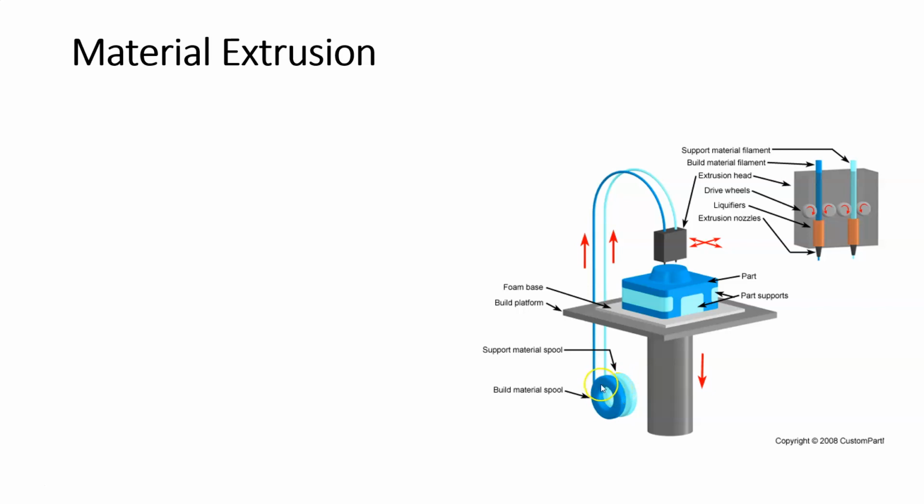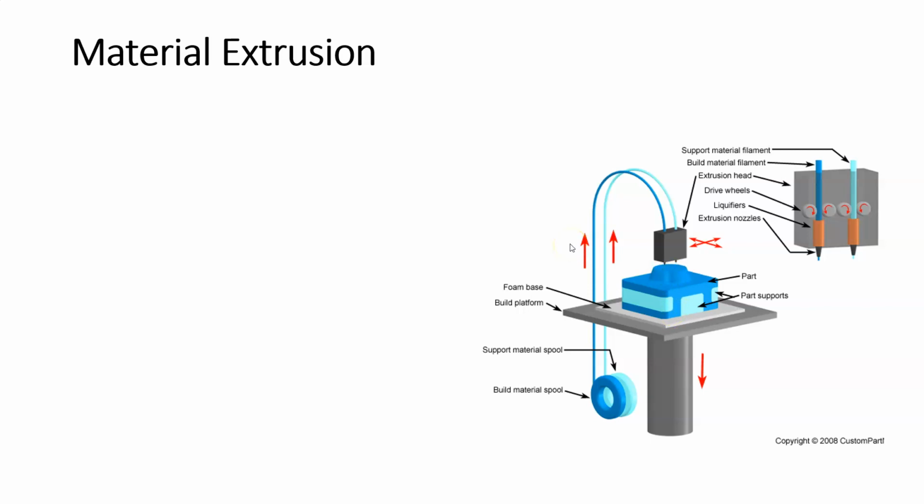All right, and basically what's going to be going on is the material here, which is going to be on a spool, is going to be fed into a housing here, the extrusion head, where this plastic filament is going to be melted and then deposited layer by layer to build up the part.